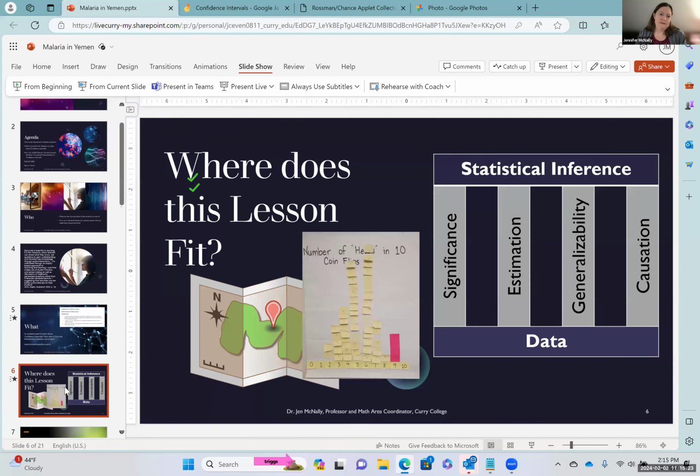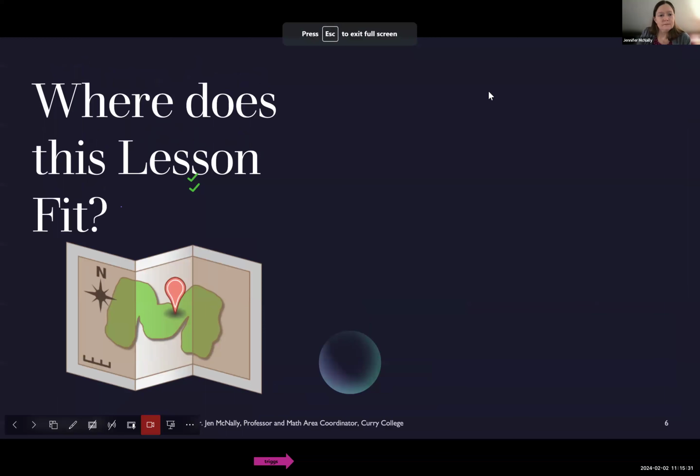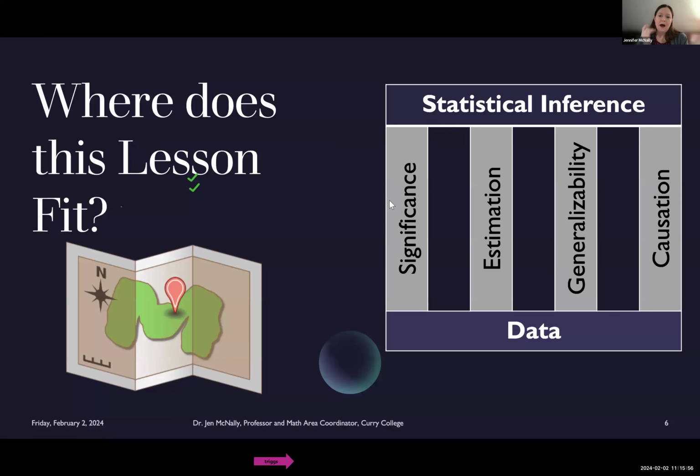So where does this lesson fit? Let's see, from this slide. There we go. For us, we teach using the Introduction to Statistical Investigations curriculum. And this is chapter 4. It comes for us in about week 5 for our students because we spend a lot of time building on what is statistical significance to begin with.